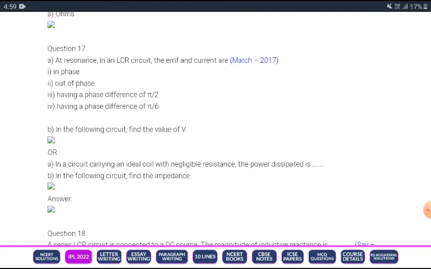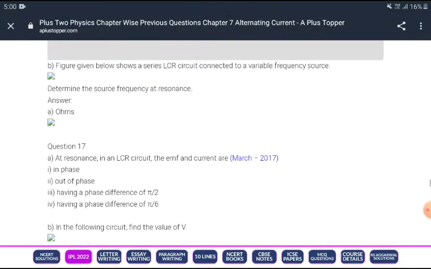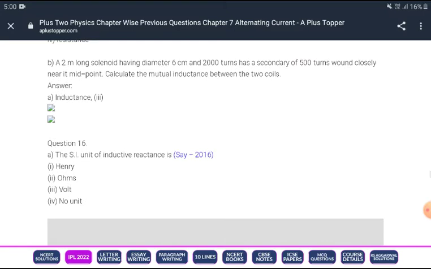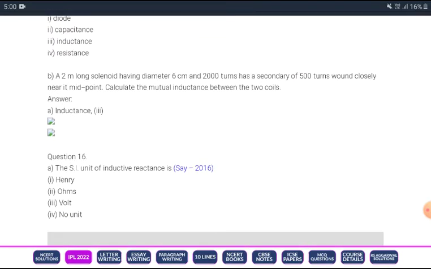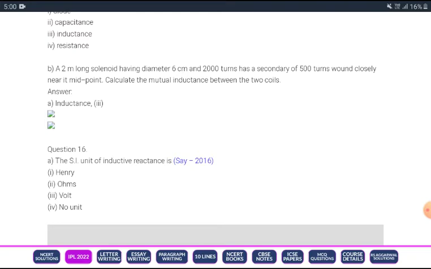At resonance in an LCR circuit, the EMF and current are: in same phase, out of phase, having a phase difference of pi by 2, or having a phase difference of pi by 6. You have to write that in the comment box. Then, what is the SI unit of inductive reactance? It's ohm, simply ohm itself.